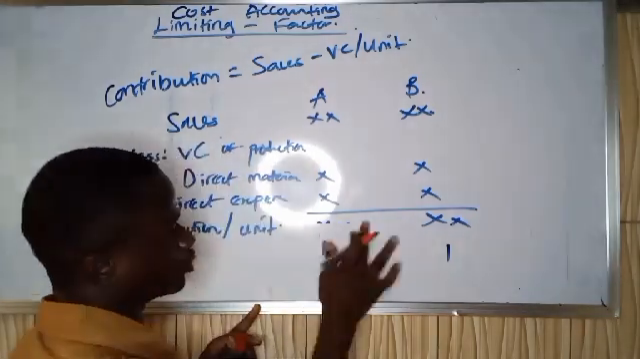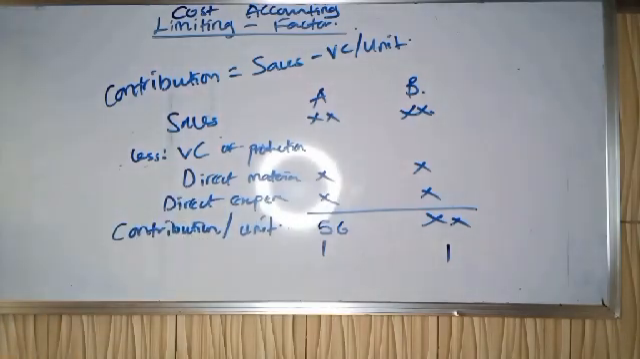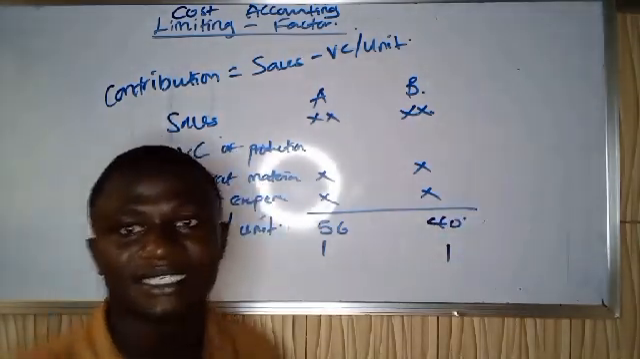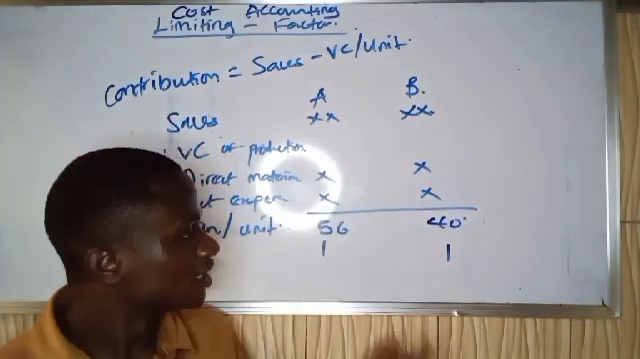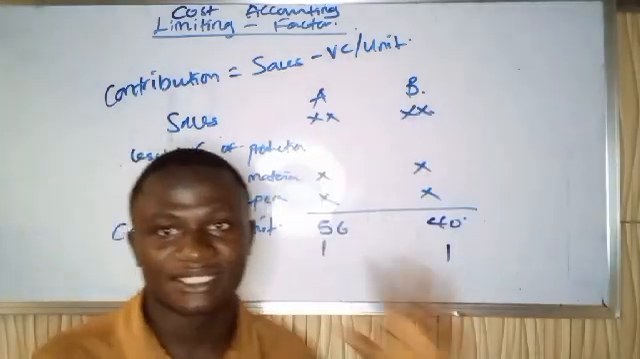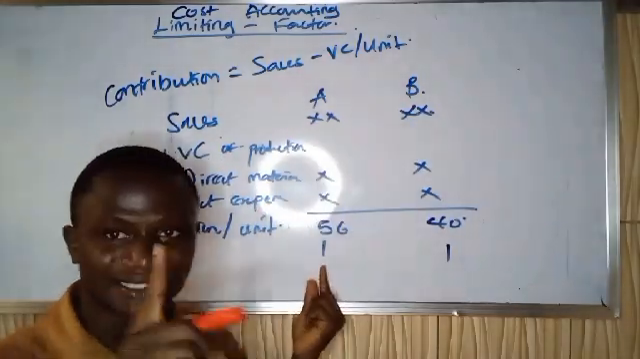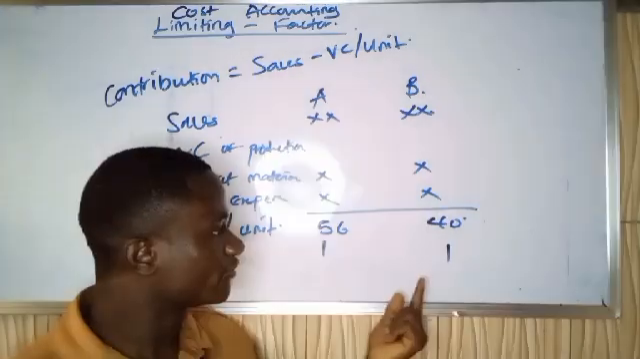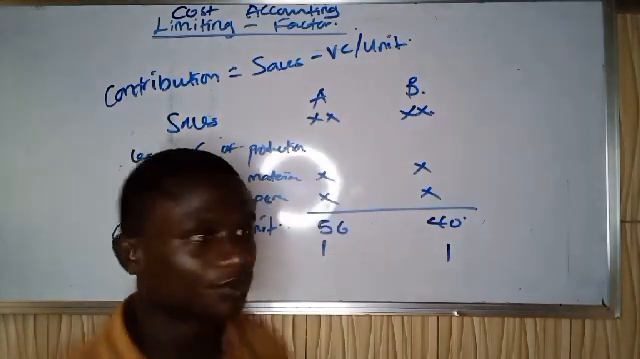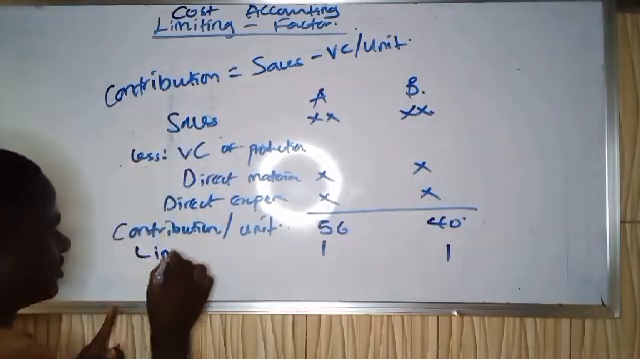So let me assume a contribution per unit. Let's say contribution per unit for A is 56 and contribution per unit for B is 40, and the limiting factor used for producing these is 1 each. That means that for me to produce one quantity of A, I need one material, and that material is the limiting factor. For me to produce one unit of B, I need one material, and that material is the limiting factor.